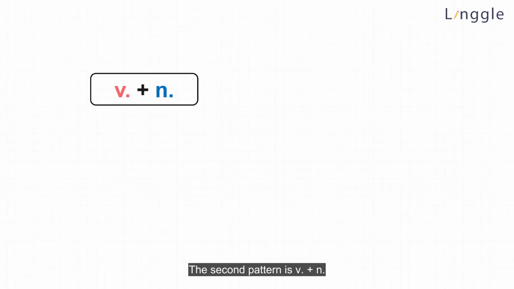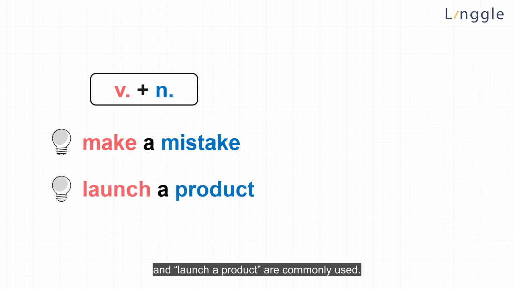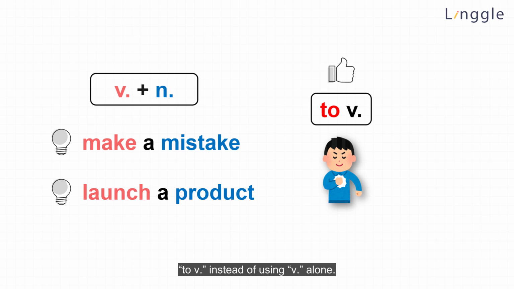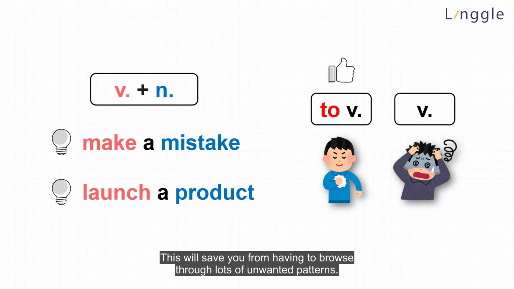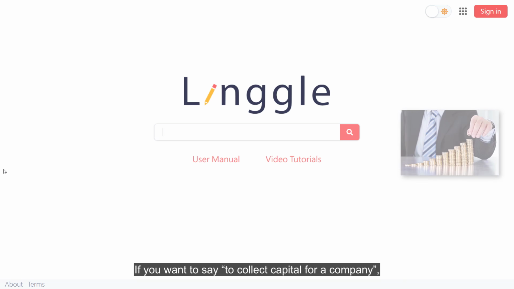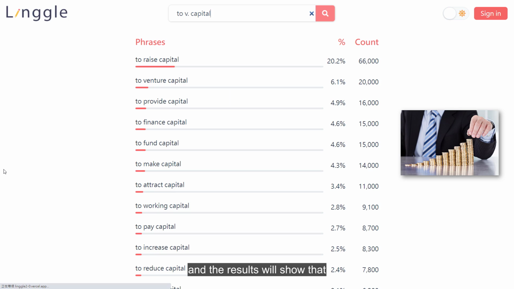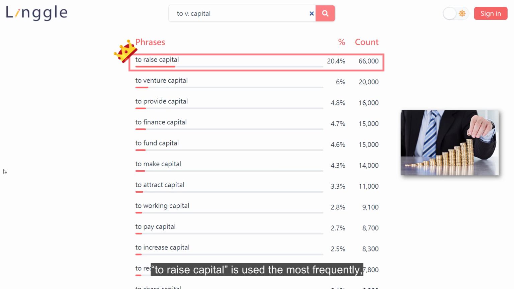The second pattern is verb plus noun. Phrases like make a mistake and launch a product are commonly used. A tip when using this pattern is to use "to verb" instead of using "verb" alone. This will save you from having to browse through lots of unwanted patterns. If you want to say to collect capital for a company, input the pattern "to verb capital", and the results will show that to raise capital is used the most frequently, and that is exactly what you are looking for.